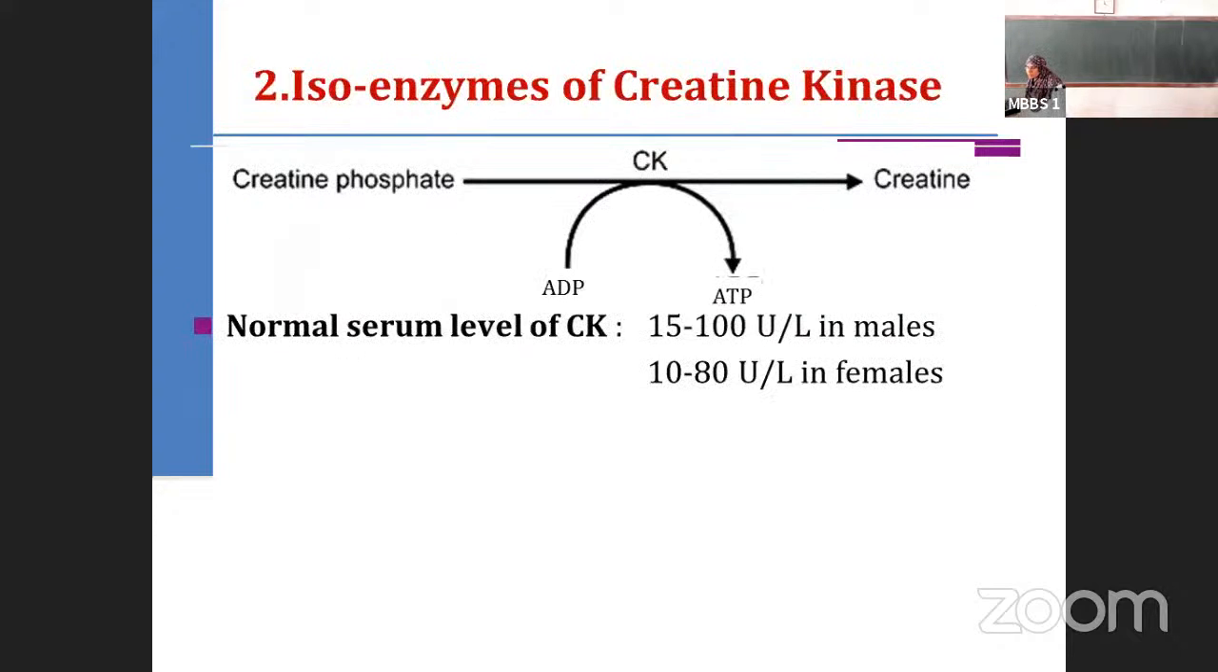Now coming to the other isoenzyme, that is creatine kinase. This is another example of an isoenzyme. See here, what is the function of creatine kinase? What reaction does it catalyze? It catalyzes the conversion of creatine phosphate to creatine. When I was taking the practical of creatine estimation, I told you what creatine is, how creatine phosphate is formed, and where it is stored. This creatine phosphate is converted into creatine by creatine kinase.